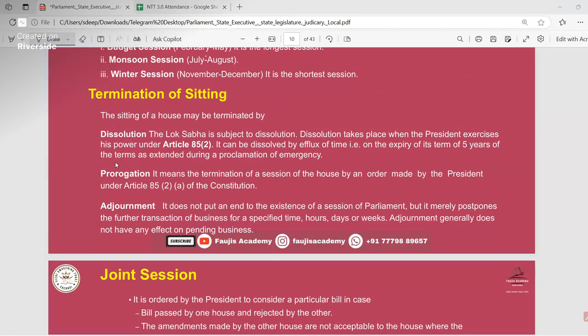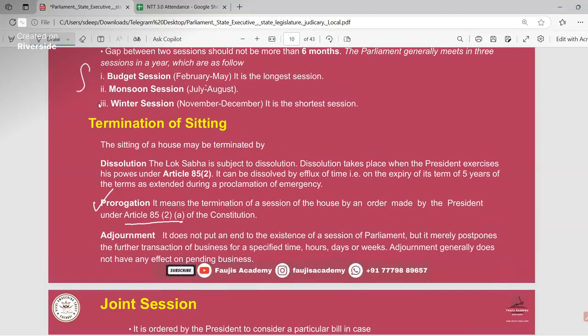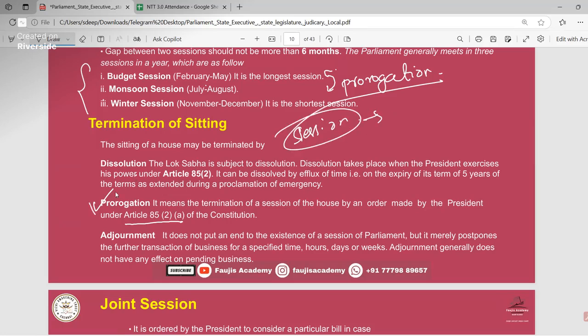Next is prorogation. Prorogation is a termination of a session of a house by an order made by the president under Article 85 Clause 2. We have seen the three sessions, and the break between two sessions is called prorogation. When there is a break between two sessions of the parliament, or when there is a termination of sitting, or when a session of parliament is going on, prorogation is done to conclude the session. Next is adjournment.